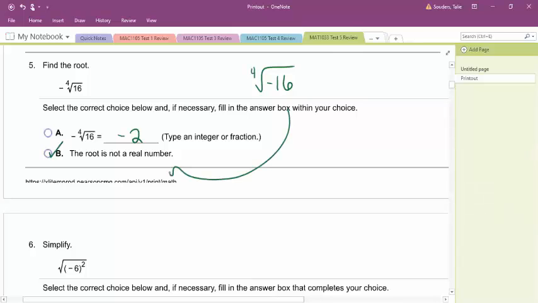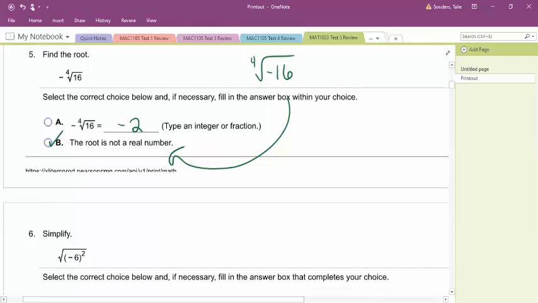If it was this problem, because if you took -2, let's say you thought that would be the answer, the problem is when you multiply -2 by itself 4 times, you end up with a +16, not a -16. So there's no way to get back to the negative.